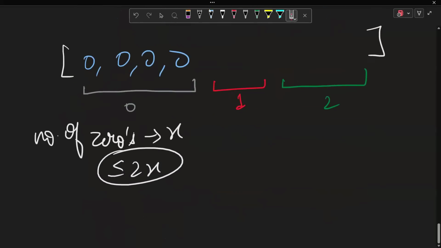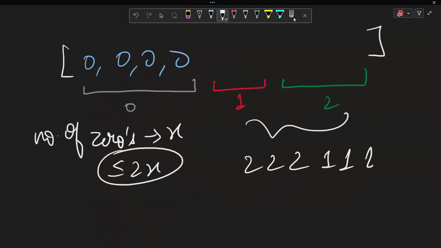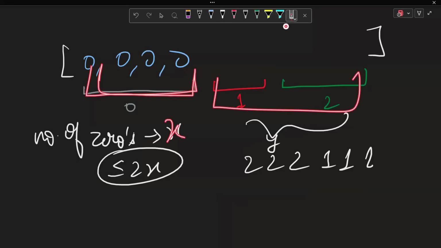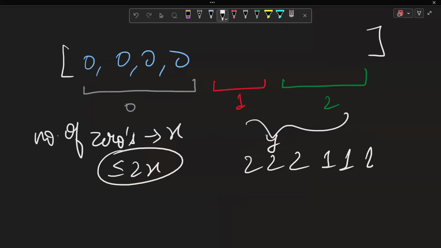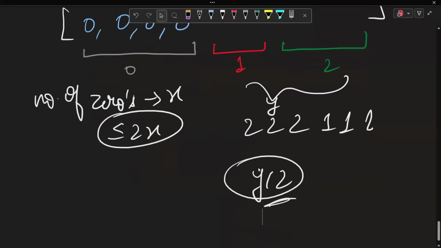So in this location, how many swaps would be needed is when you have a 2, 2 and 1, 1, 1. That would be the worst case when you would have to swap 1, 2, 3. Three swaps would be needed. So here you can say if the length of this is x and the length of this is y, this thing would take at max y by 2 swaps.